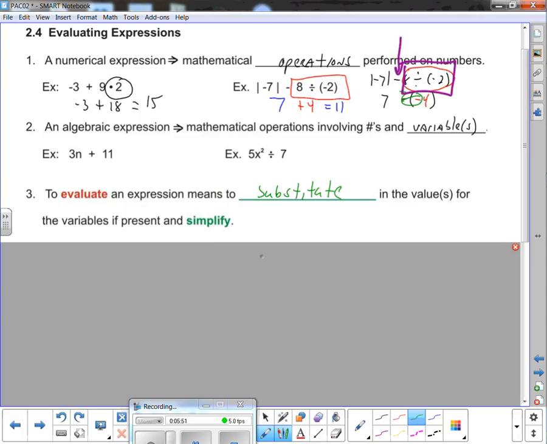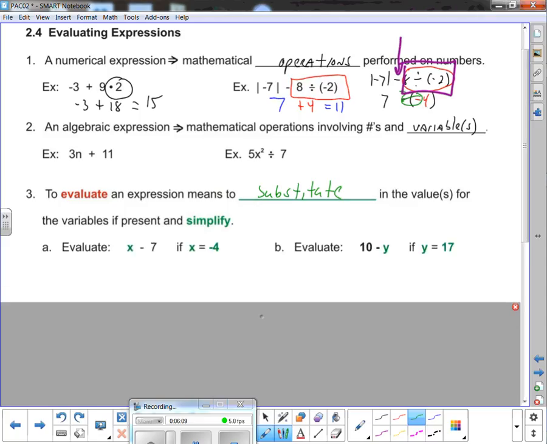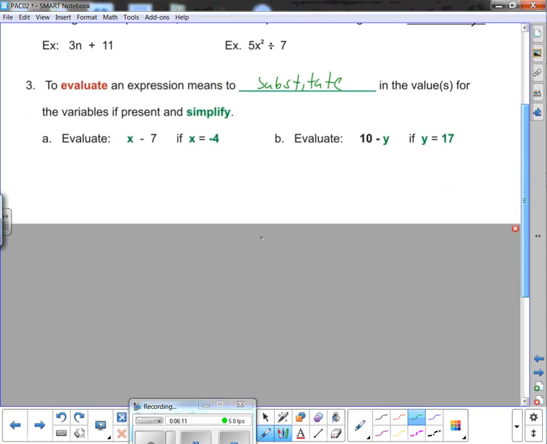So when you see that word evaluate, should I have somebody on a quiz raise their hand and say, Mr. Scarfy, evaluate, does that mean I have to figure it out? Well, I'm telling you what evaluate means, right? And you should know that it means to substitute in the values and then simplify. So let's do a few so you're confident in what we're talking about.